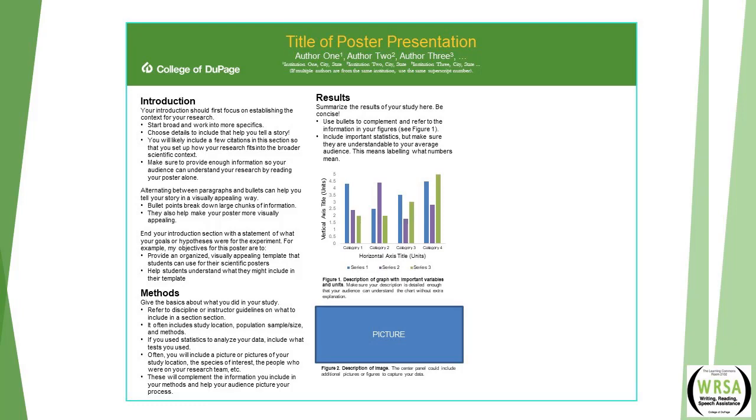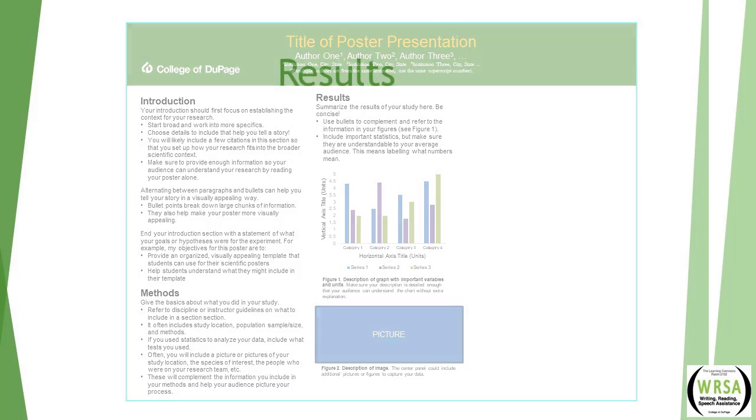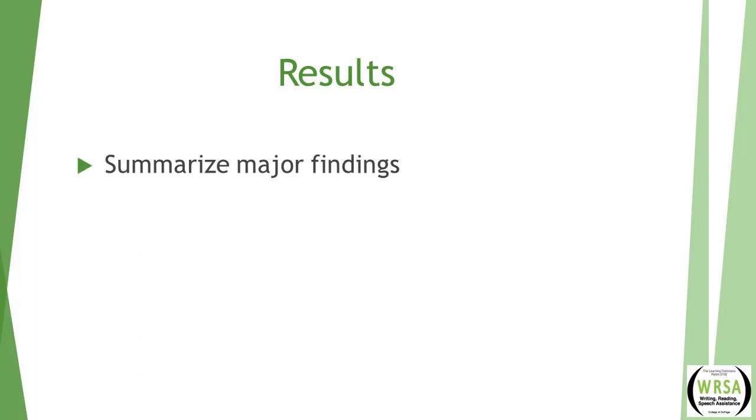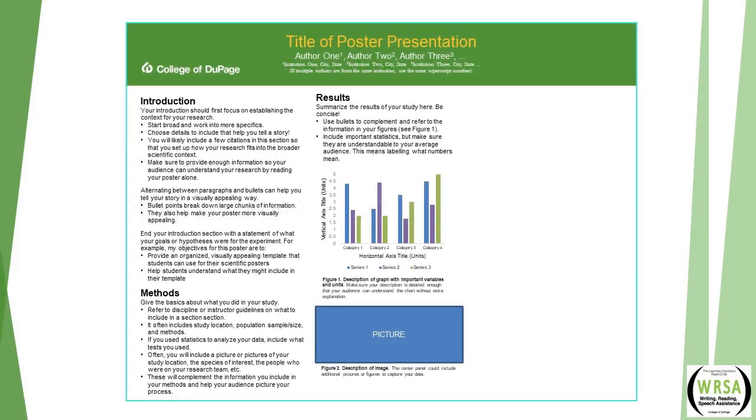The results section is usually the longest part of a scientific poster. This is where you summarize the major findings of your research project. Include important statistics, but make sure that they are understandable to your average audience. You can see now that science posters follow a rigid format using columns that flow from left to right.